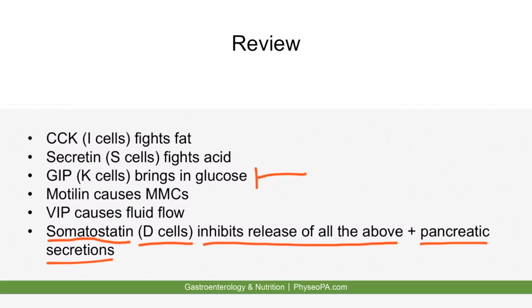Now, why might somatostatin cause bile stasis? Well, that's because it inhibits CCK release, thereby preventing gallbladder contraction, leading to bile stasis. Now, why might somatostatin cause constipation? Well, that's because it will decrease fluid flow via VIP, and it will decrease migrating motor complexes via motilin. So let's do one last question to apply all that we've learned.